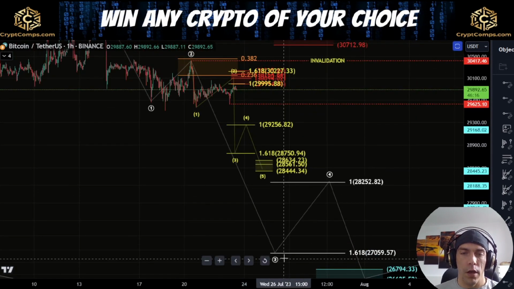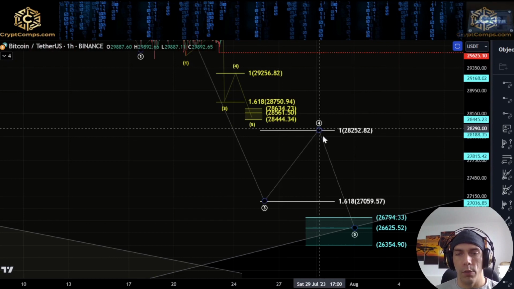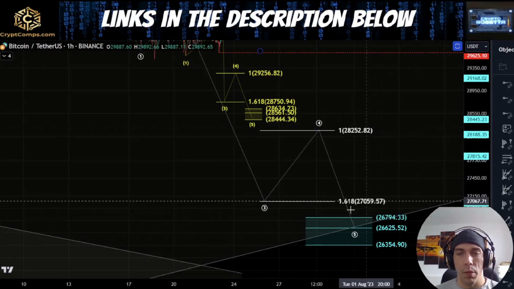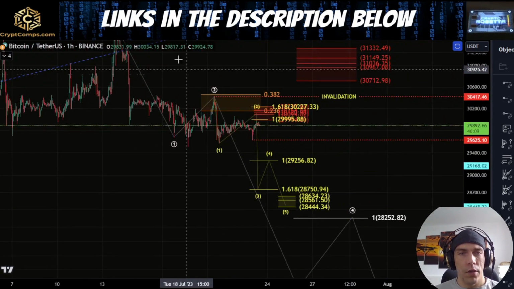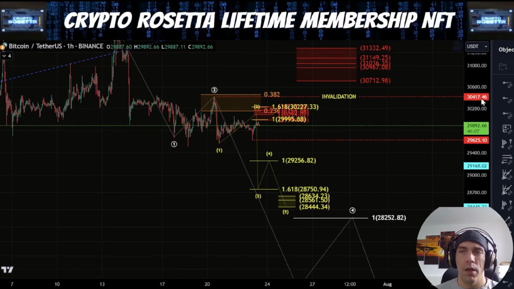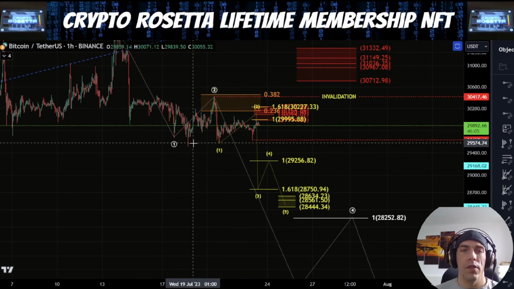If we do push down as deep as this, we would be looking for an additional fourth and a fifth, possibly looking to bring us back into this channel. So this is the bearish count here. As long as we stay below this 30,417, this stays alive.